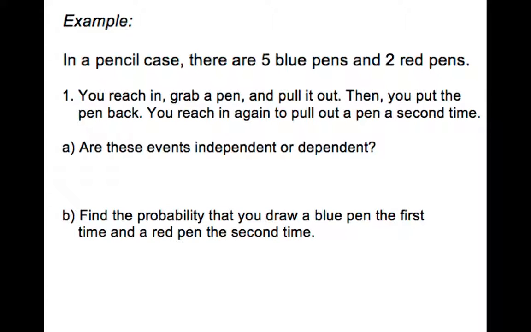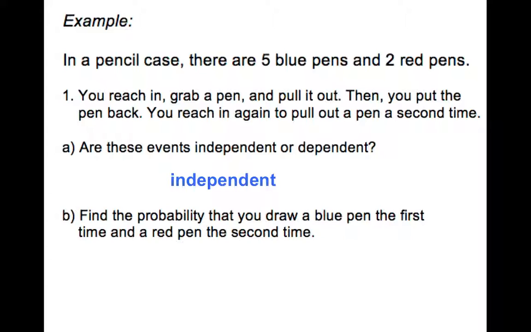Okay, the example we have is in a pencil case, there are 5 blue pens and 2 red pens. You reach in, grab a pen, and pull it out. Then you put the pen back. So if you're putting the pen back, the pencil case does not change. The first time you pull it out, your probability is the same as the next time you pull out something. So it says you reach in again and pull out a pen the second time. Are these events independent or dependent? Does your probability the second time depend on what happened the first time? No, it doesn't, because you've replaced the pen and the pencil case is exactly as it was when it began. So these are independent events.